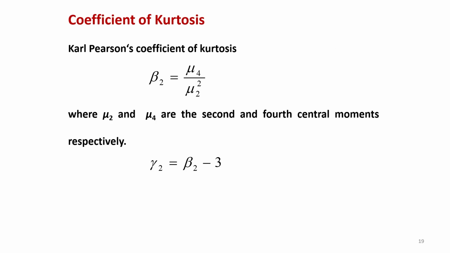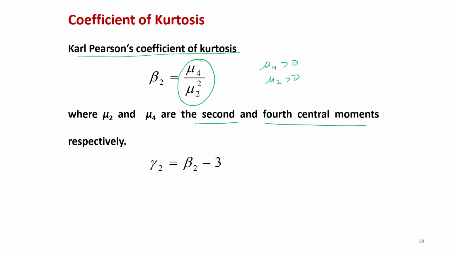So, now the next question is how to measure this kurtosis or peakedness numerically. For that we have Karl Pearson's coefficient of kurtosis, which is defined as mu4 upon mu2 squared. You can recall that mu4 is the fourth central moment and mu2 is the second central moment. Now, mu4 is always greater than 0 and mu2 is always greater than 0, so beta 2 will always be a positive quantity.